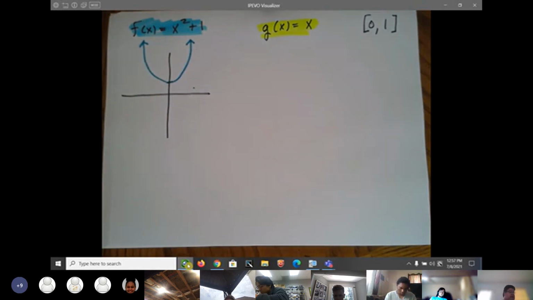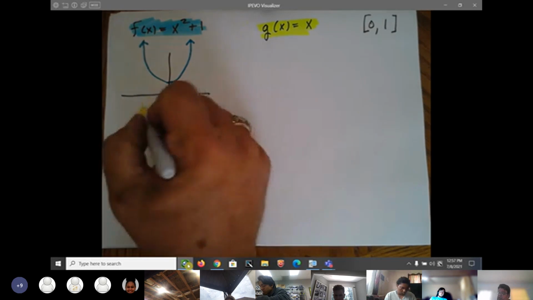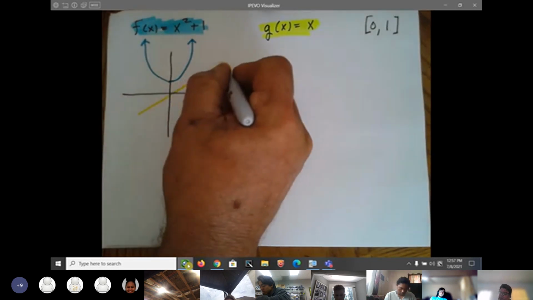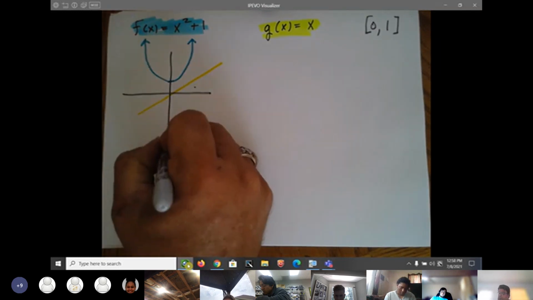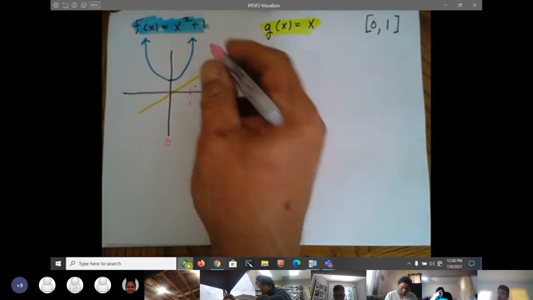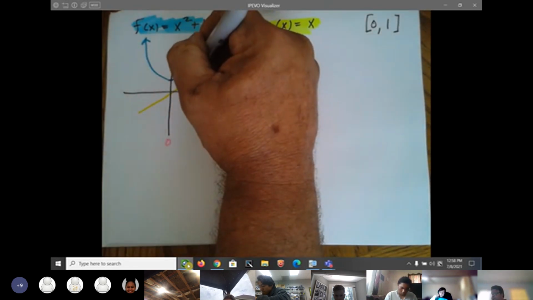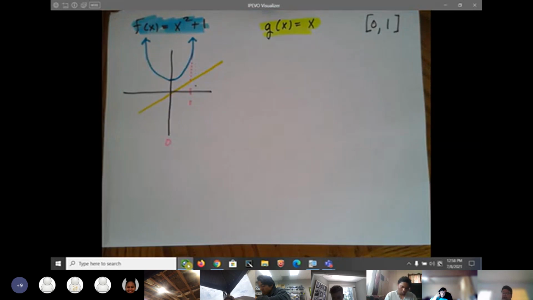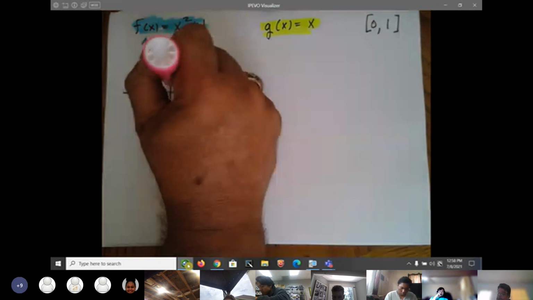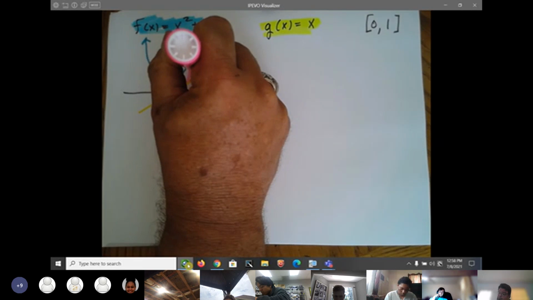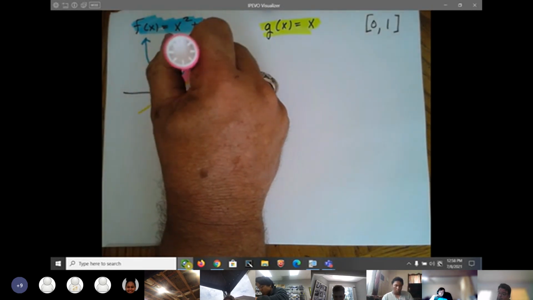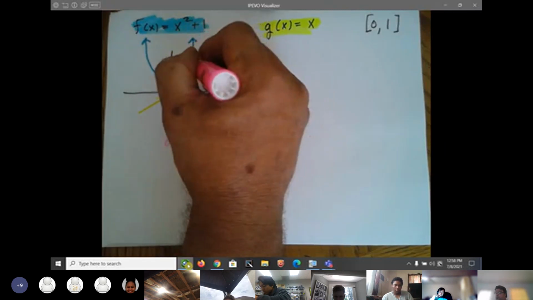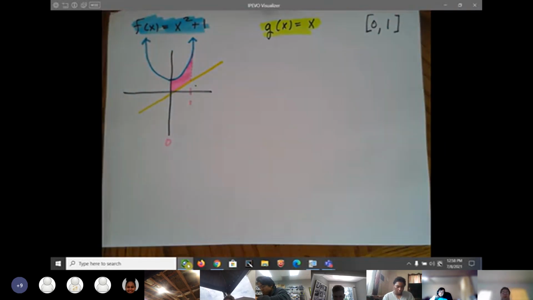And y is equal to x. It looks like this, a 45-degree angle. And they want you to give them the area from 0 to 1. So they're wanting this area right there. That's what they're wanting.